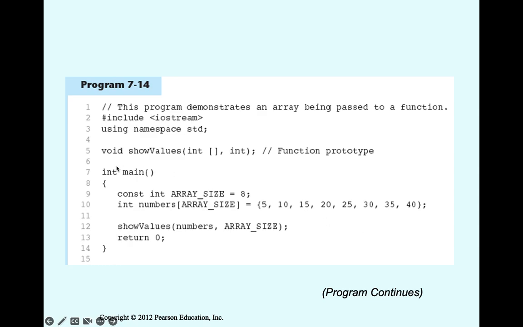So this is an example, a function called showValues. This is the prototype. We write int. It accepts an array and accepts the size of that array. It shows the values, so it will print the values of the array. So we define a constant to be 8, the array size, and then we created an array with these values. We call the function showValues. This function will print these values.